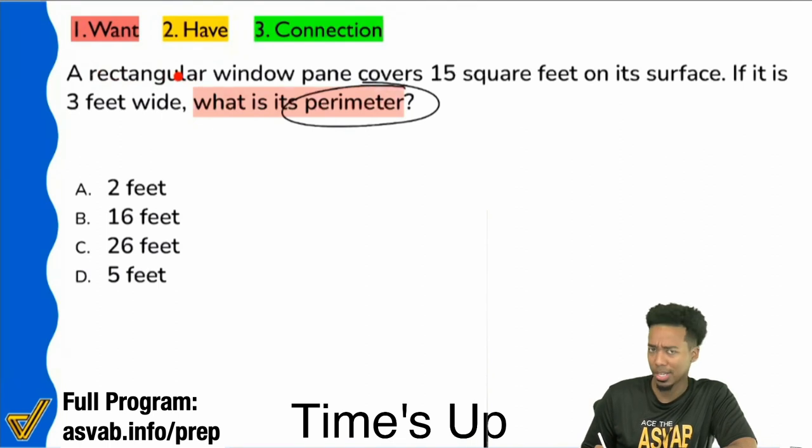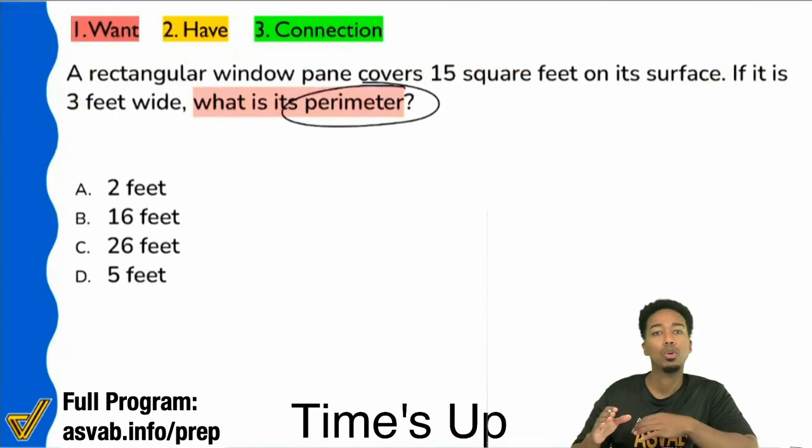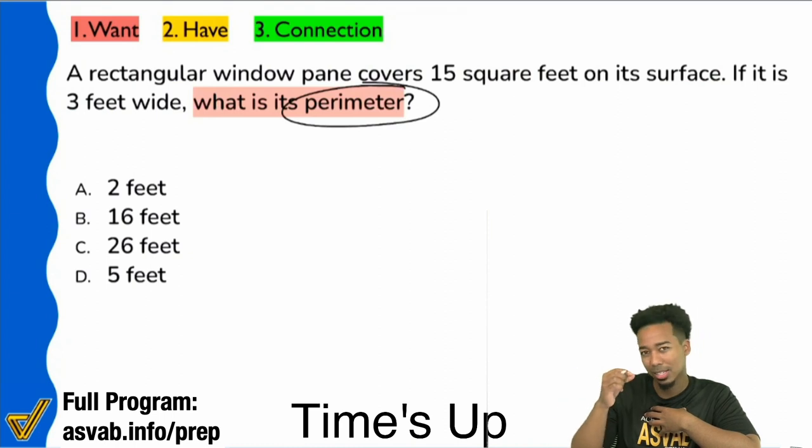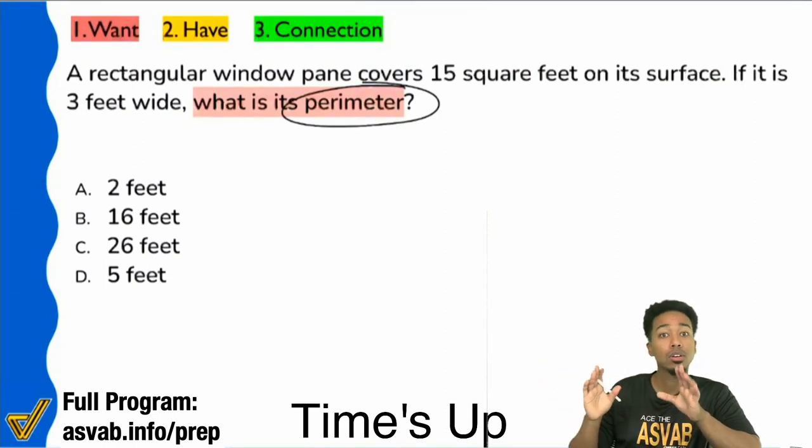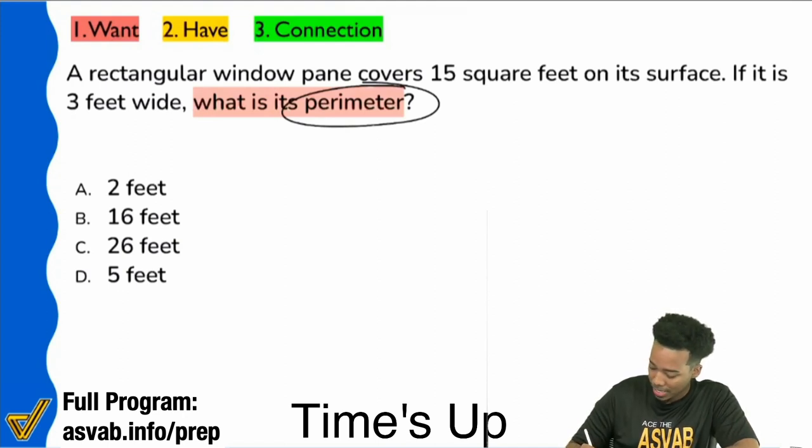The second word is rectangular. A rectangular window pane covers blah, blah, blah. If it is 3 feet wide, blah, blah, whatever. But we saw the shape there. Notice how I'm being inquisitive and taking it step by step. I don't care about those numbers yet. All I care about is how can I get to perimeter?